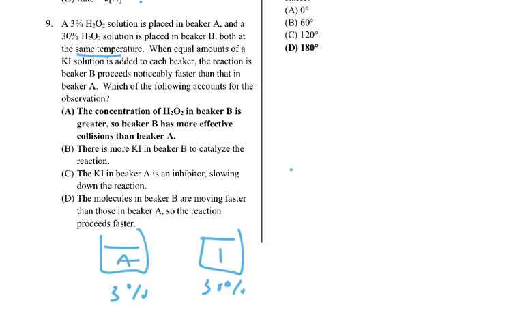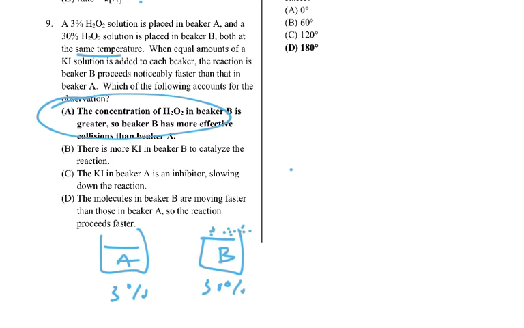Okay, this is A and this is B. We add the same amount of KI to both, and B reacts a whole lot faster. Which of the following accounts for this? The concentration of H2O2 in beaker B is greater, so beaker B has more effective collisions than beaker A. That sounds true. Let's check the other answers.